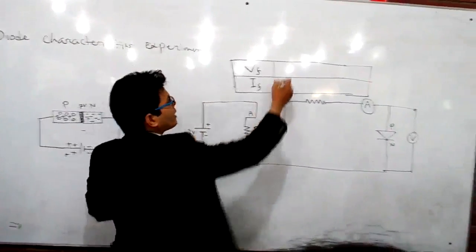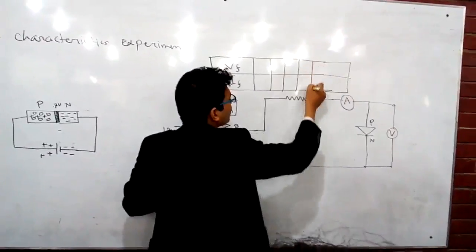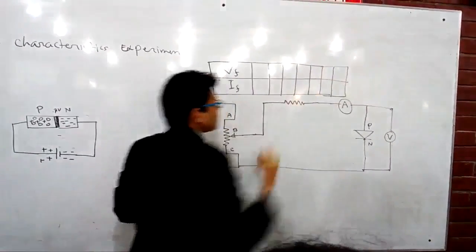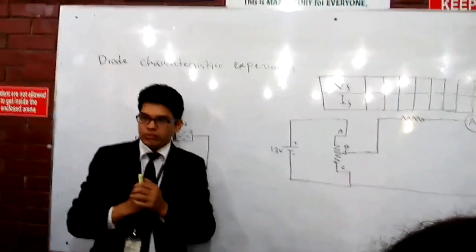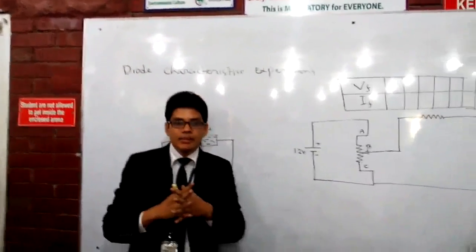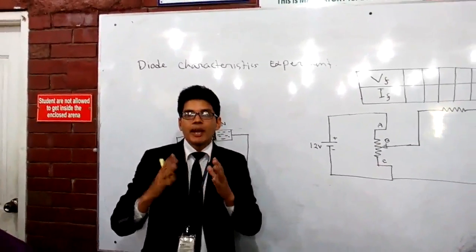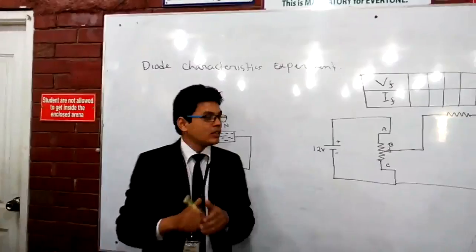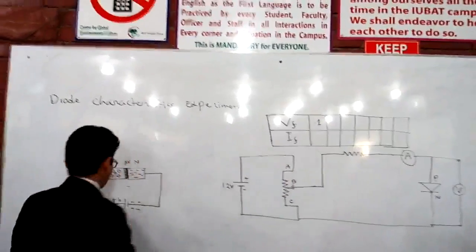So we'll apply some potentials and observe what will happen. Exactly, our job is just to find the characteristics of a diode. Characteristics means once we apply some voltages, some potentials around it, how it behaves, how it reacts to that, right? So first of all, we apply 0.1 volt over there.